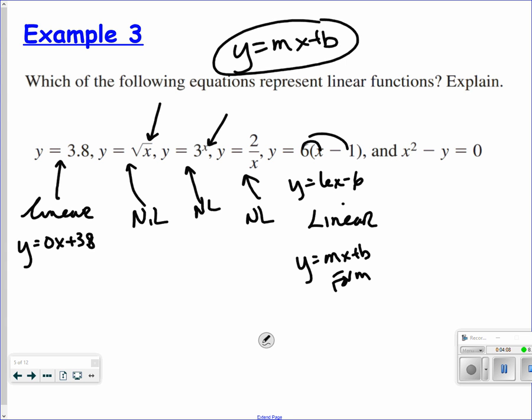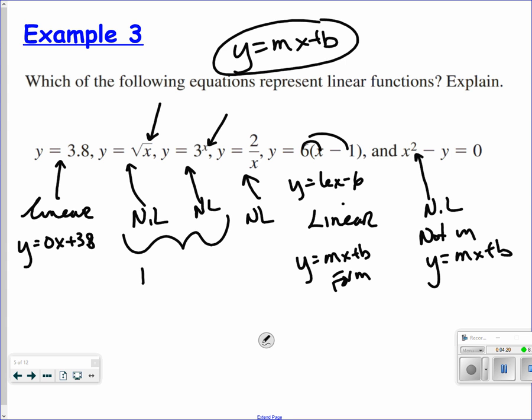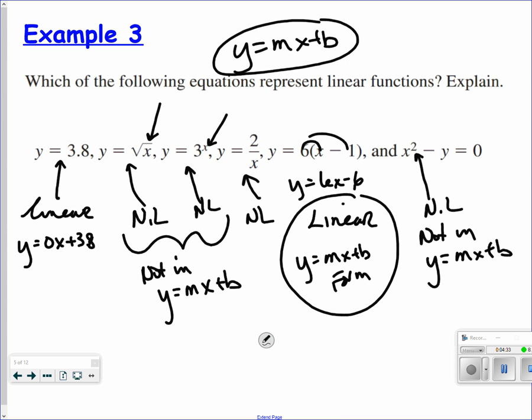This next one, you can't have an exponent. So this is non-linear, not in y equals mx plus b form. So if you are going to say something is non-linear, it's not in y equals mx plus b form. If something is linear, then you're going to say it is in, or can be put into, y equals mx plus b form.